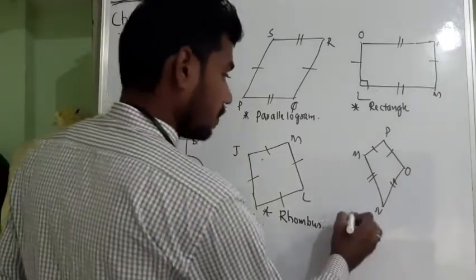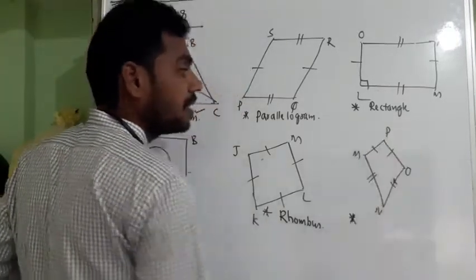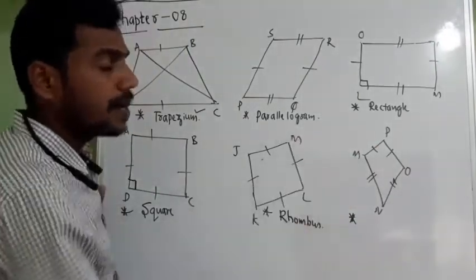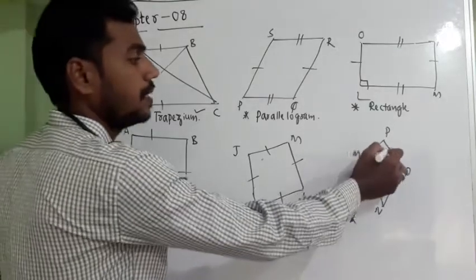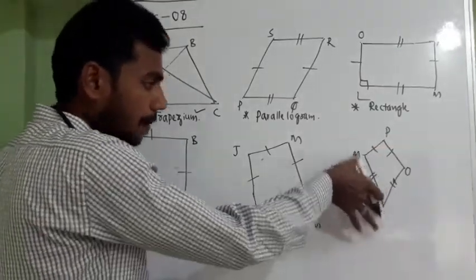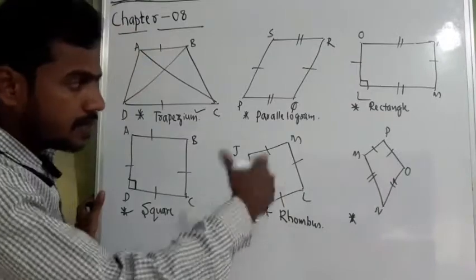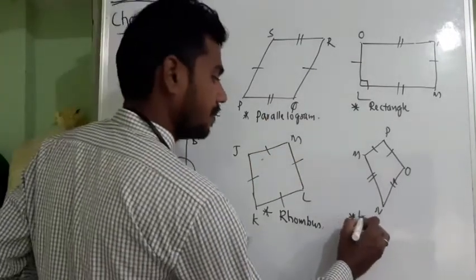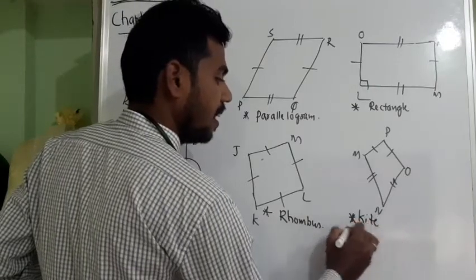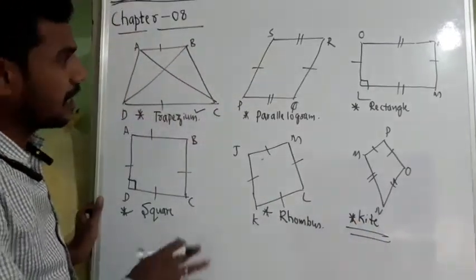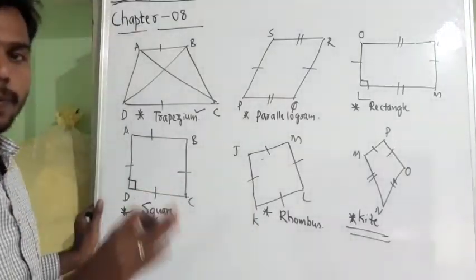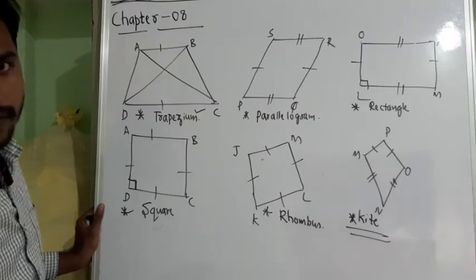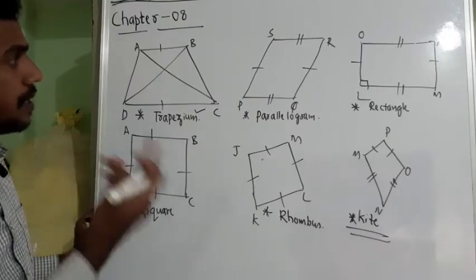Next, if two pairs of adjacent sides of a quadrilateral are equal, see, PM is equal to PO, MN is equal to NO, we call it a kite. So these are the different types of quadrilateral. Please note it down. I think you already studied it in your previous classes. Just to recollect and recall, I have given a brief explanation. So please note this down.